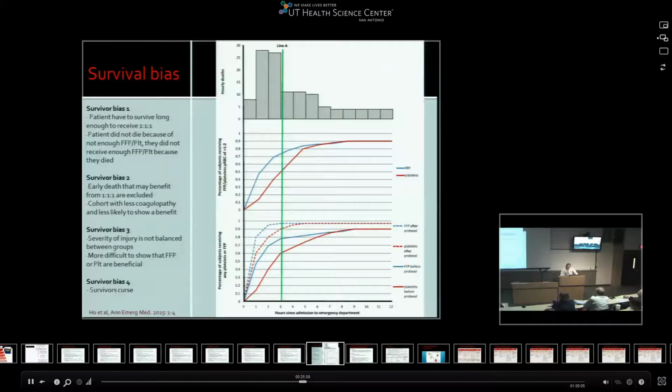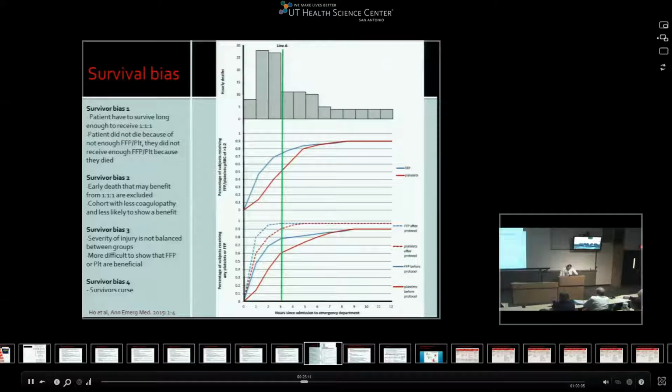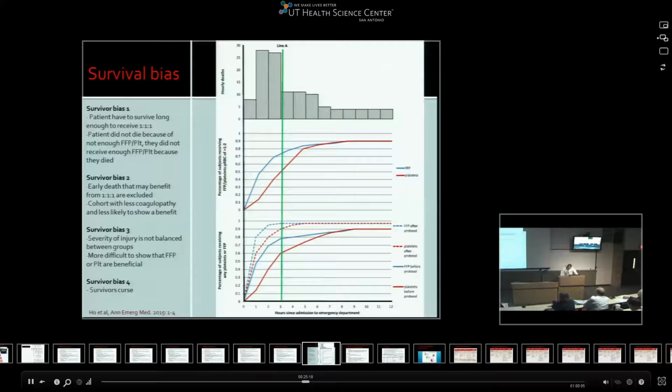it's shown FFP transfused and platelets transfused, and especially in this first 3 hours, there's a low ratio of FFP and platelets transfused. So the type 1 error is seen when this data is included in the analysis, because most of these early deaths are in the low ratio group, creating a false bias to the 1 to 1 to 1 ratio.